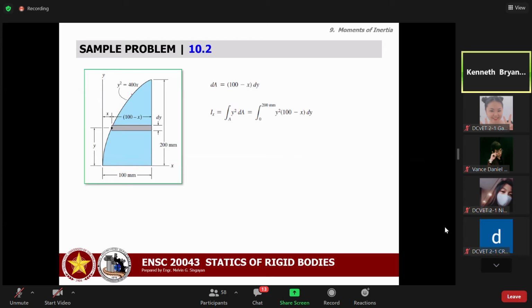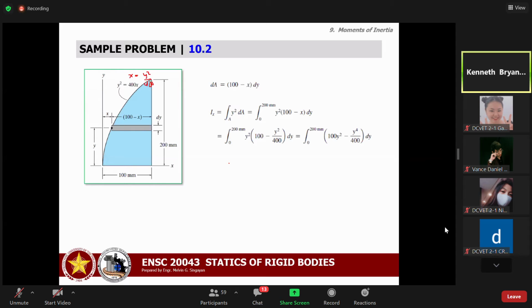Kukunin natin yon from this equation, y squared is equal to 400x. x in terms of y, function ng y, ano dapat siya? So x is equal to y squared over 400, by dividing both sides of the equation by 400. So knowing that, substitute to the equation.